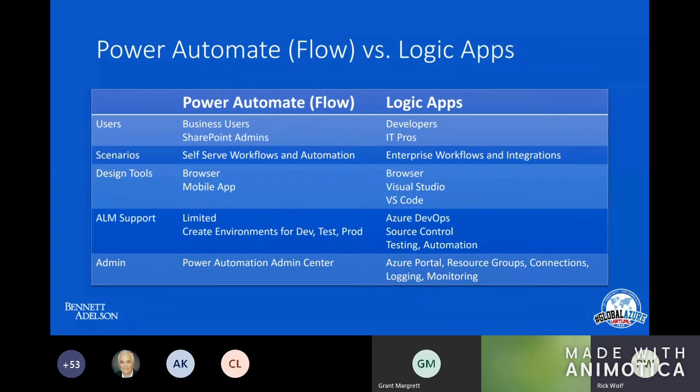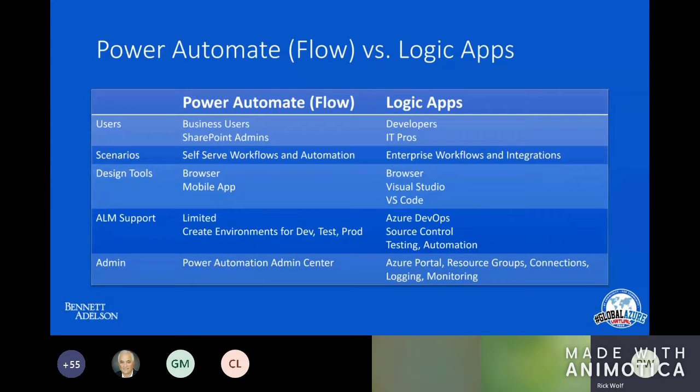As far as design tools go, for Power Automate, you have the visual designer in the browser. There's also a mobile app. For Logic Apps, you have the same or similar visual designer in the browser, but you can also develop with Visual Studio using a visual designer there as well. In VS Code, there's some support for developing Logic Apps, but there's no interactive visual designer. You can view your Logic Apps in the designer, but you can't edit them in the designer. So it's really just a text-based editing experience in VS Code.